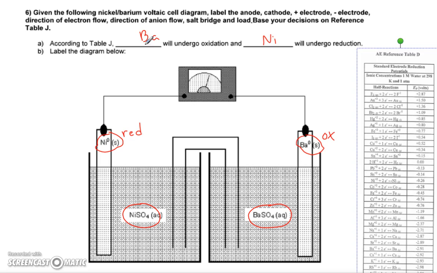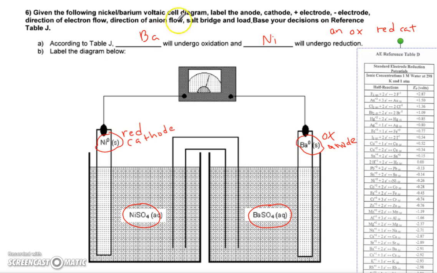There's a funny little mnemonic trick that can help you do this, and this is an ox, red cat. So the site of oxidation is labeled as the anode, and the site of reduction is what we call the cathode. All right, so let's think about what's happening. What's happening to the barium is that it is oxidizing.